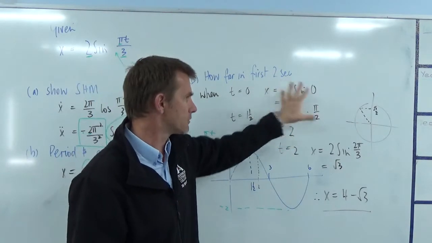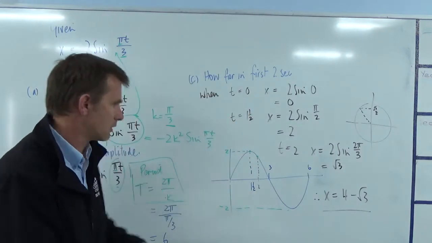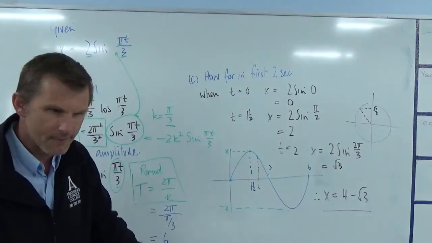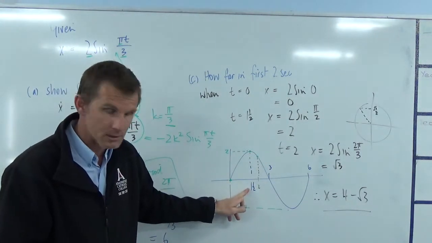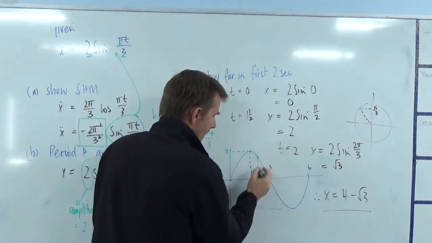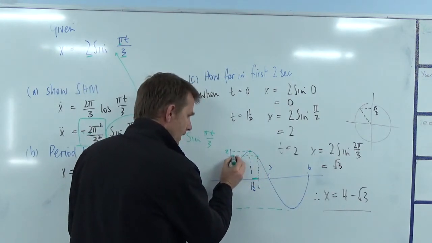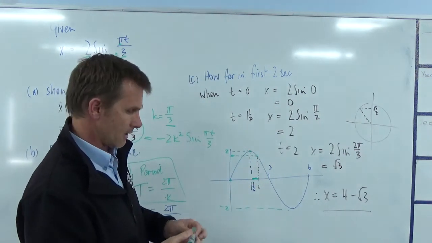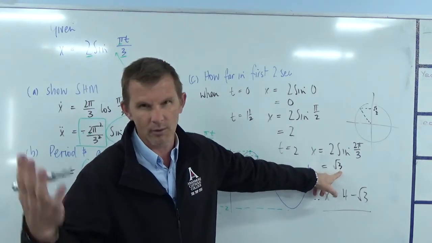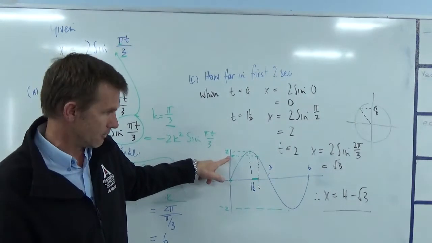Now both of those things there I probably didn't need to do. If you know what the function looks like, you could say, well, it's going to be 0 there, it's going to be 2 there, therefore in the first 1.5 seconds, it will travel 2 metres. The bit we really need to work out is this bit in here. We need to work out that particular height there, which I worked out by letting t equal 2, and I came through to square root of 3, 1.732. So this point here is 1.732.